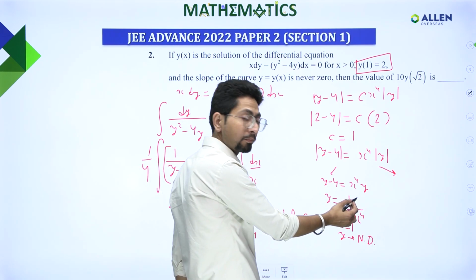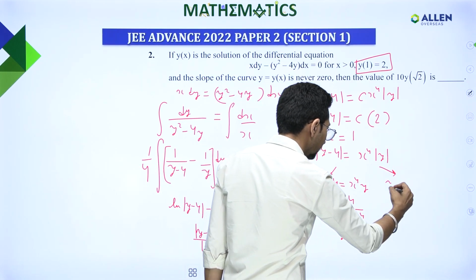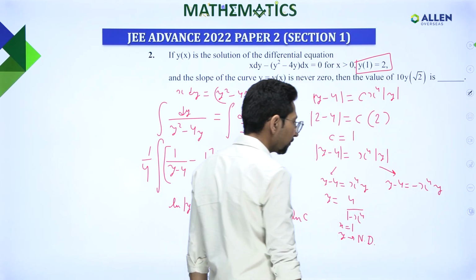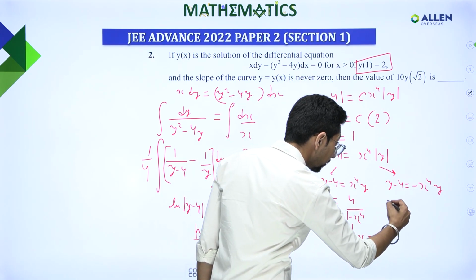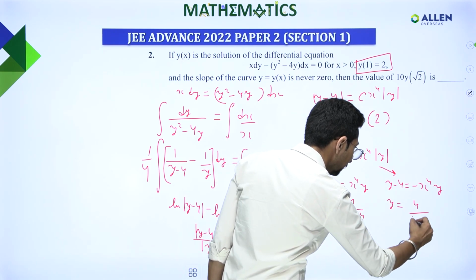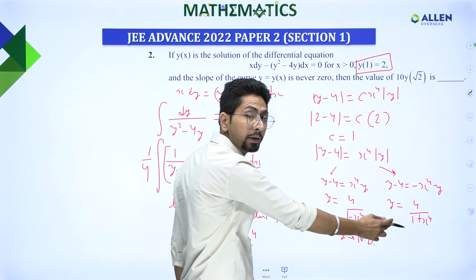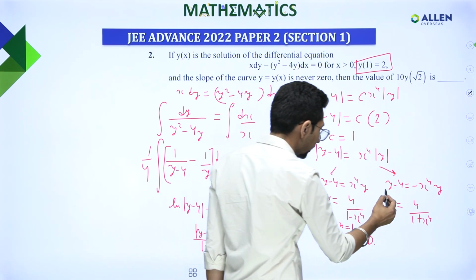So I have taken mod y positive, so let's take another sign, that is minus x power 4 y, right? Mod opened with a negative sign, this will be giving me y as 4 upon 1 plus x power 4. So here if I put x equals 1, I will be getting 4 by 2, that is 2 only. So this is correct.